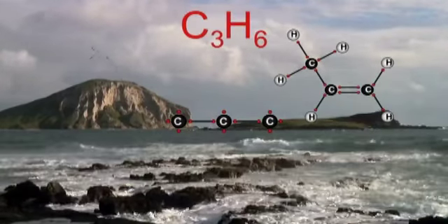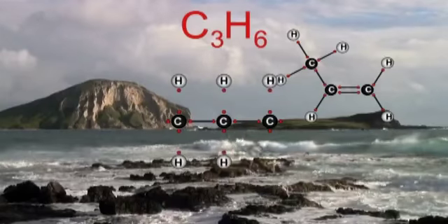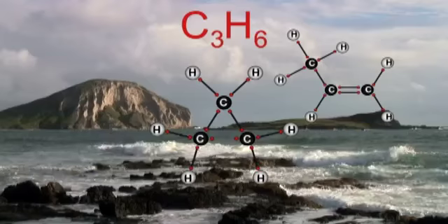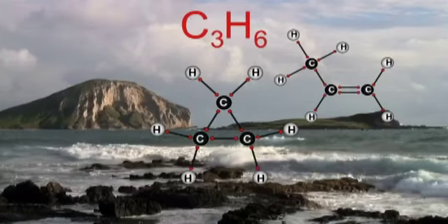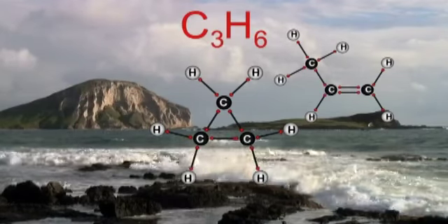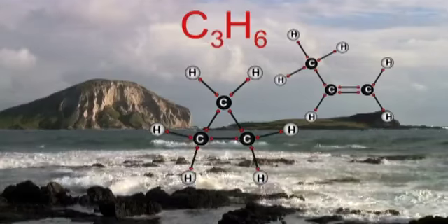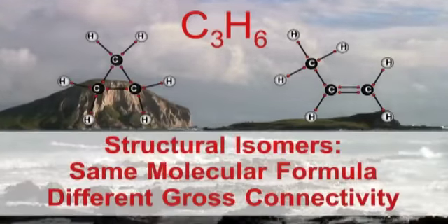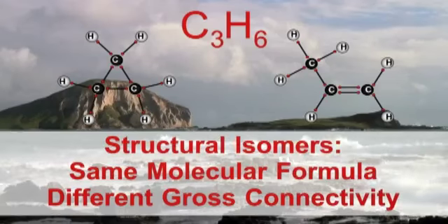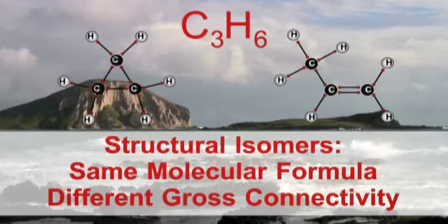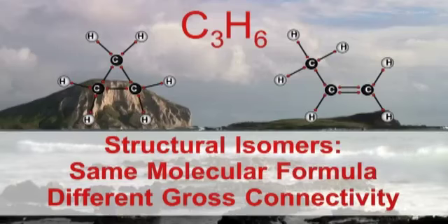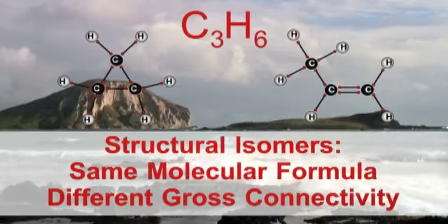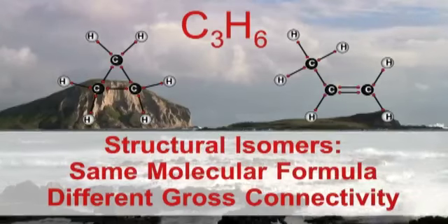However, if we place 2 hydrogens on each of the carbons, we can draw another solution by swinging the 2 end carbons down to form a cyclic structure. A quick check shows that each carbon now has 4 bonds or full valency. These 2 structures share the same molecular formula, but different gross connectivity, and are called structural or constitutional isomers. In addition, structural isomers have different chemical and physical properties.